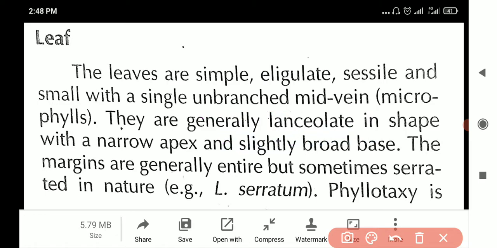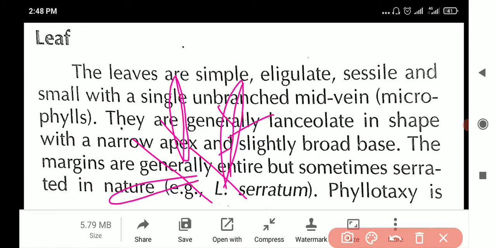So remember in the diagram, this is the leaf. It came out directly, like scales. So this is lanceolate shape and it has just one single vein. There's no branching. It is just one single mid vein like this. They're very simple leaves.